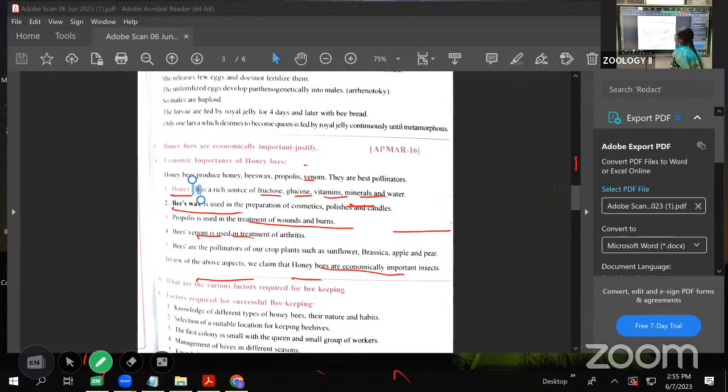And the second one is called beeswax, which is useful for the preparation of cosmetics, polishes and candles. And one more, propolis is there, which is useful for the treatment of burns and wounds. And the bee venom is useful for the treatment of rheumatoid arthritis. Clear? Next, bees are the pollinators for the pollination of plants.